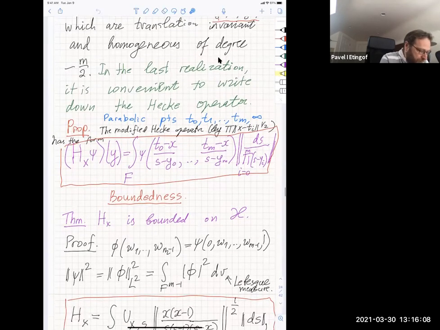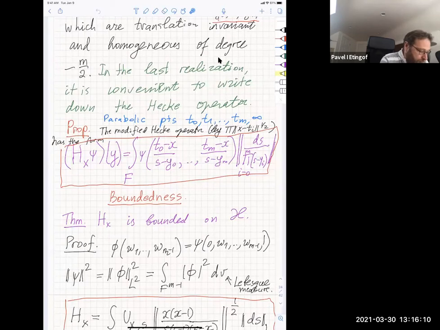For this purpose, it's better to kill all the symmetry. So that means that we are taking t0 equal to 0 and tm equal to 1, and also y0 equal to 0 and ym equal to 1. And then we will have a function psi of 0, w1 through wm minus 1, up to 1. So this is a function of m minus 1 variables.